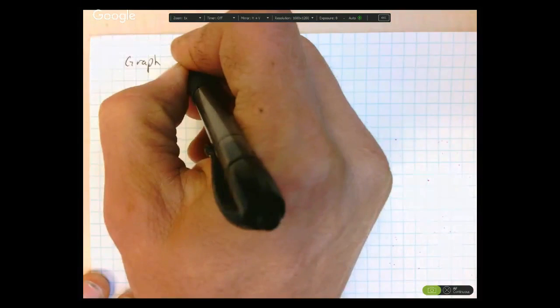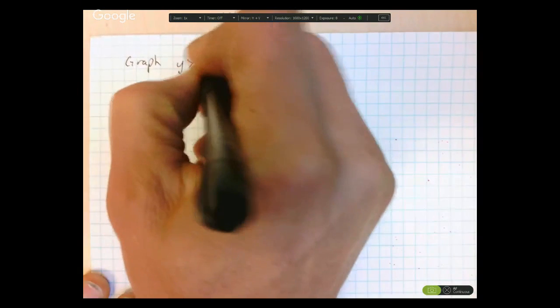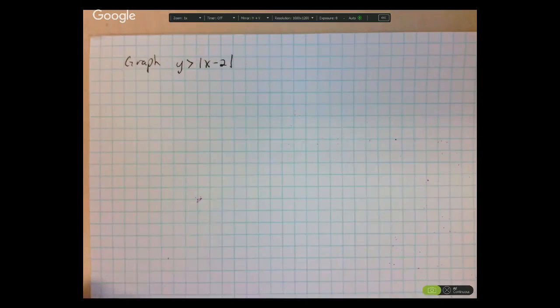Let's talk about absolute value. What if we were asked to graph y is greater than absolute value of x minus 2? And I know you might be having trouble keeping up. You can put your pencil down and just watch.